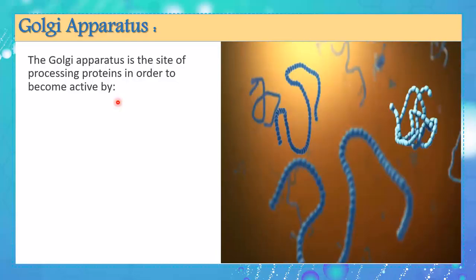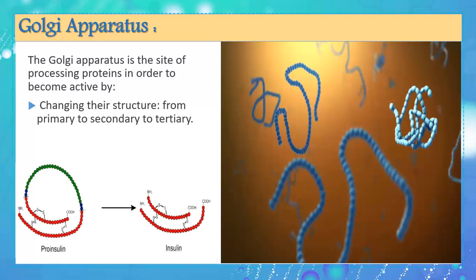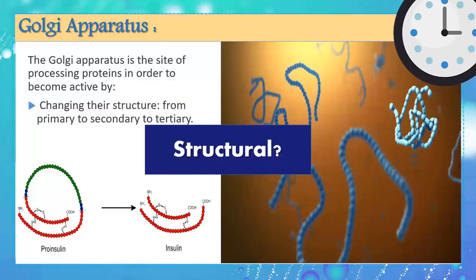Did you remember now? The Golgi apparatus is the site of processing proteins in order to become active. And the first form of modification is the change of structure of the protein from the simplest primary structure into the 3D active structure. And since here in the Golgi a protein is being activated, then also in the Golgi proinsulin is becoming insulin. However, what is the type of modification here? Is it also structural?